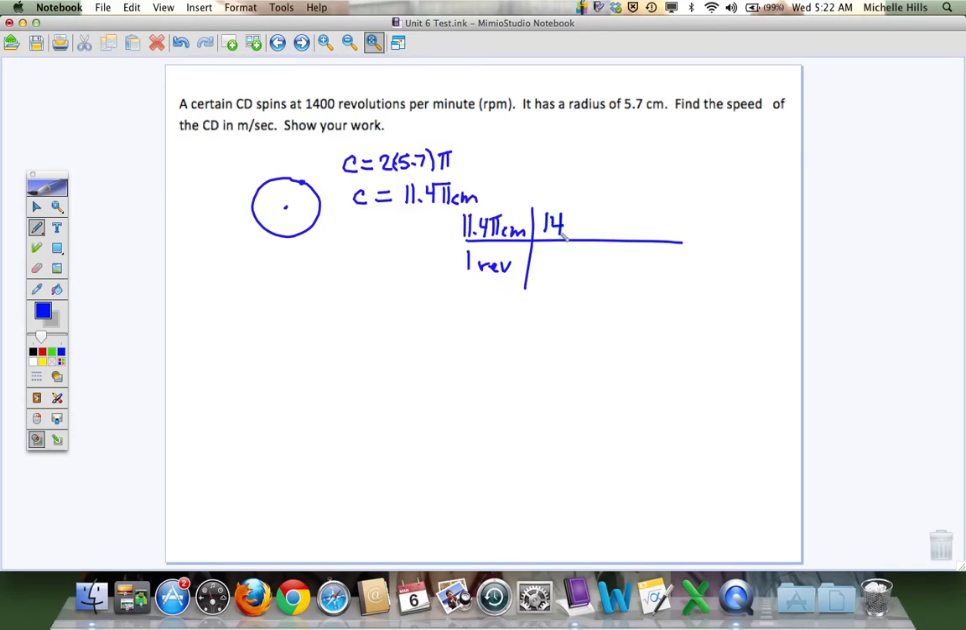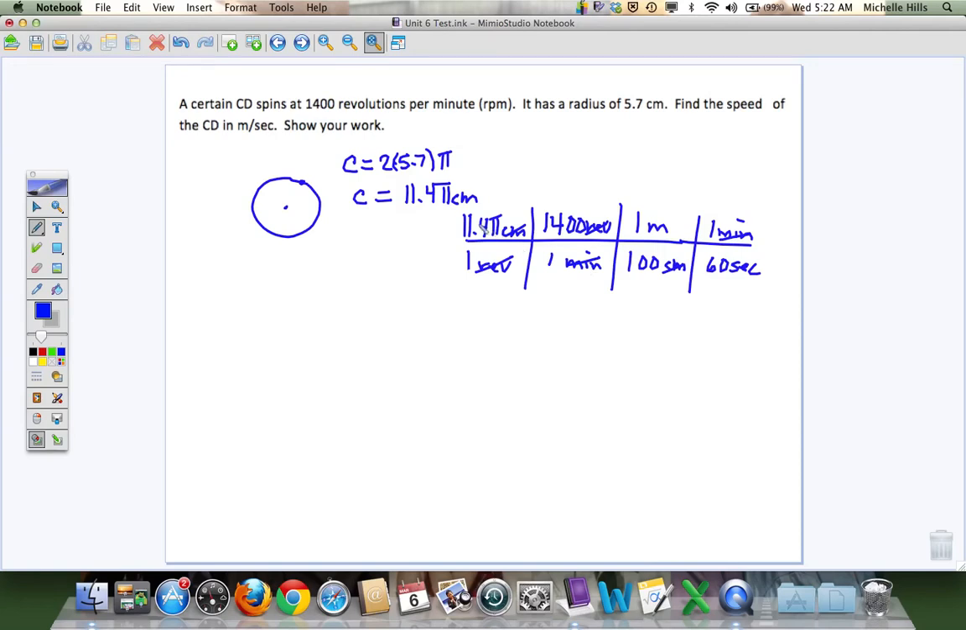Well, but it travels 1,400 revolutions for every minute. The revolutions can cancel. This is centimeters per minute, but it wants meters per second. So from centimeters to meters, there are 100 centimeters, because there are 100 years in a century, 100 cents or pennies in a dollar, so CENT means 100. 100 centimeters in 1 meter. Now my centimeters can cancel. This would leave me in meters per minute, but I want meters per second. So 1 minute is the same thing as 60 seconds. Now my minutes can cancel.